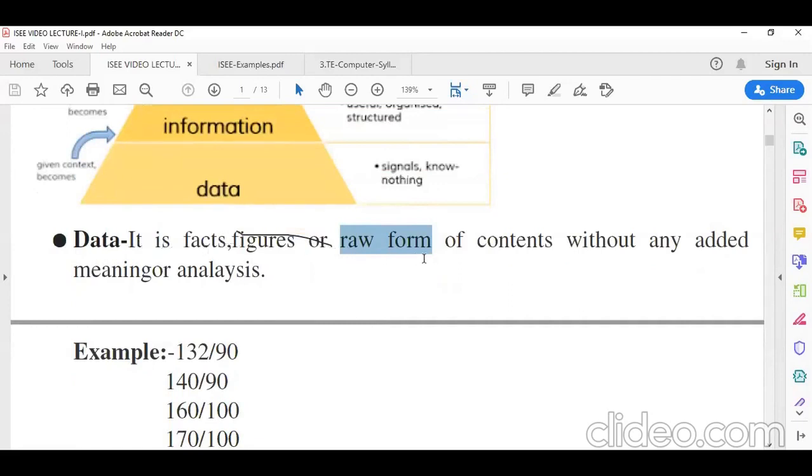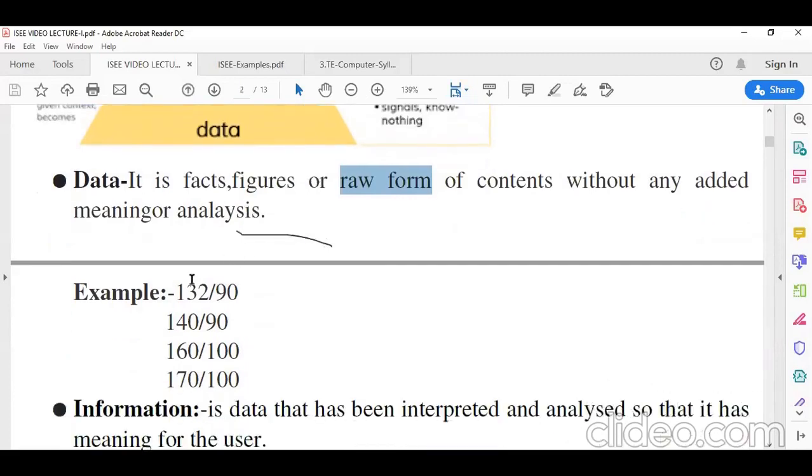Raw facts and figures present in raw form, which do not have any meaning, I am calling useless. For example, here I have given some figures: 132 by 90, 140 by 90, 160 by 100, 170 by 100. What does it mean? Can anybody tell me the meaning of this? No, there is no meaning associated with this. These are simply the original figures in raw form.